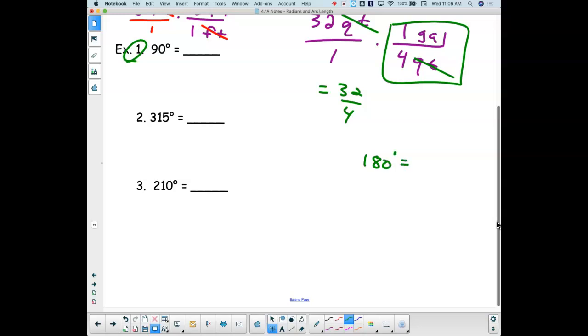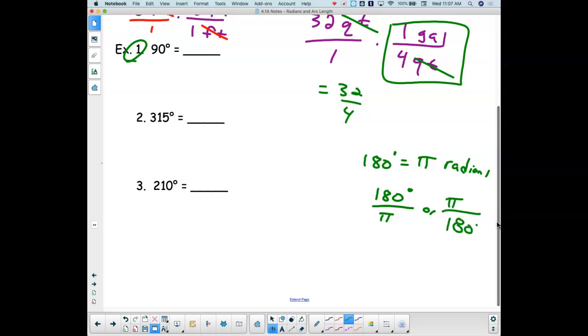180 degrees is the same as pi radians. That's what we came up with yesterday. So that 180 is pi radians. So that fraction is either going to be 180 degrees over pi radians or pi radians over 180 degrees.